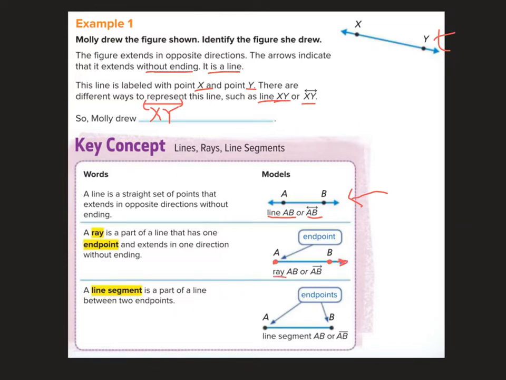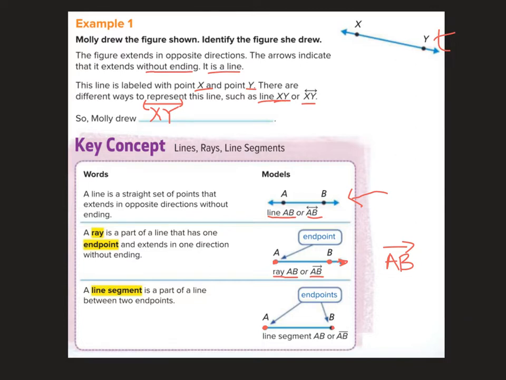Okay, so we can call this ray AB or AB that has a line or an arrow only on one side. Okay, and a line segment has a start and a stop. Okay, so it has two end points. So we're only talking about the part of the line from A to B. We're not talking about it going on forever in either direction. It's just that segment of a line.